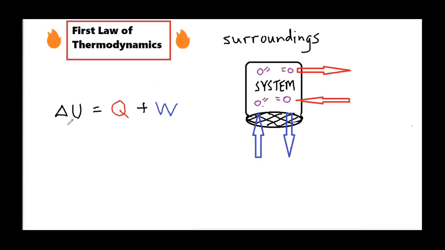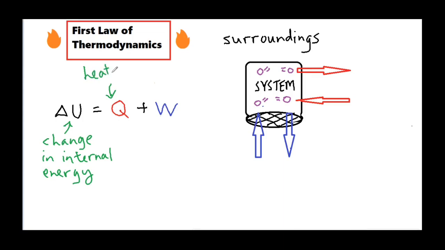We have delta U, which is the change in internal energy. We have Q, which is the heat. And we have W, which is the work.